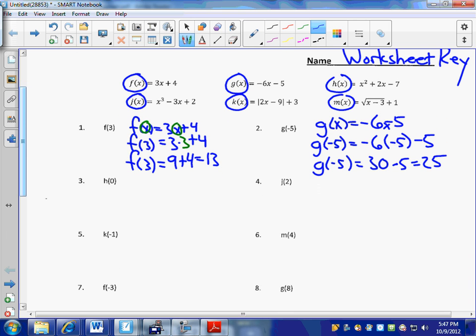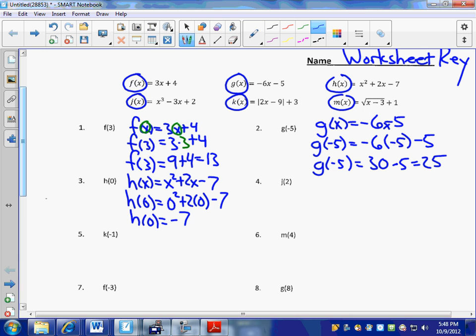h of 0. h of x is equal to x squared plus 2x minus 7. I plug in a 0, so h of 0 is equal to 0 squared plus 2 times 0 minus 7. 0 squared is 0. 2 times 0 is 0. So we just have negative 7.